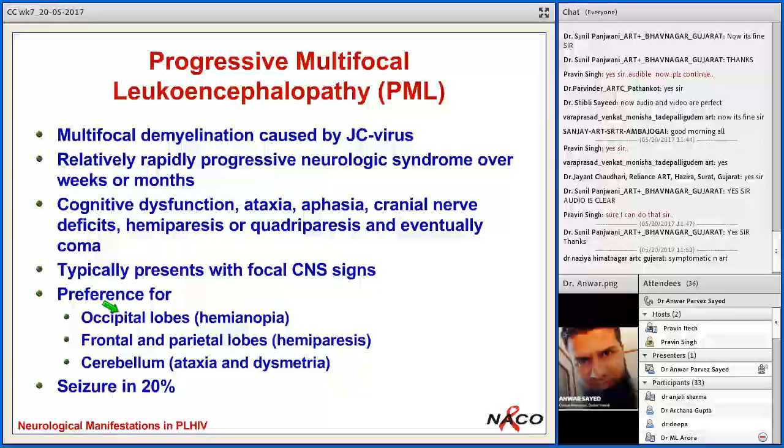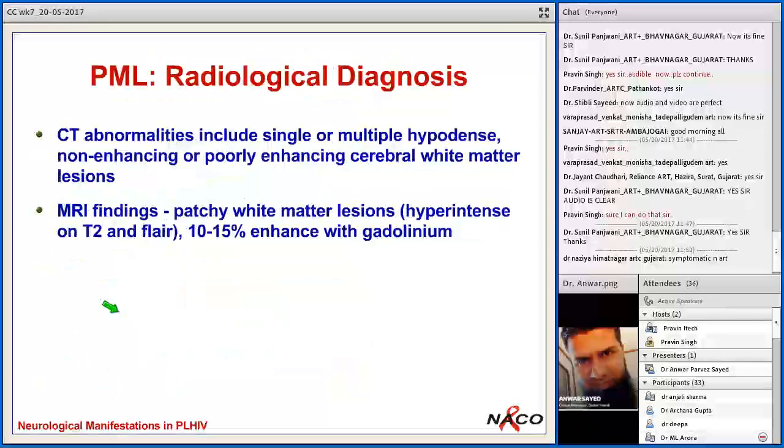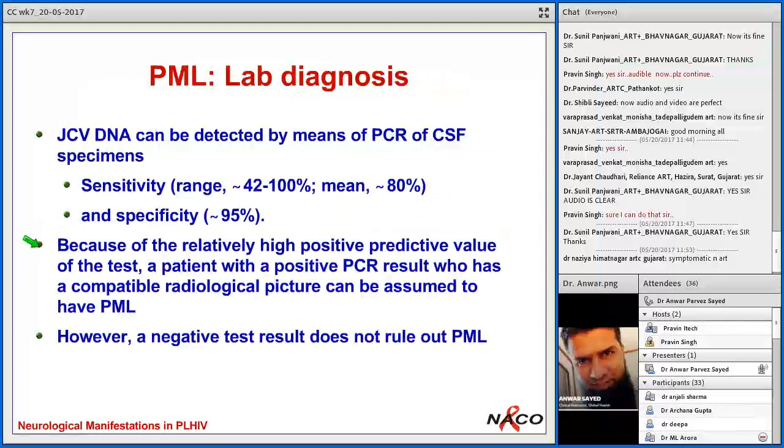So, as rightly said by Dr. Nazia, there is no specific treatment for this. Usually, if you start ART, there will be arrest of progression, and the patient may get better also. CT abnormalities include single or multiple hypodense, non-enhancing or poorly enhancing cerebral white matter lesions. MRI will show patchy white matter lesions, and in 10 to 15% enhancement with gadolinium.